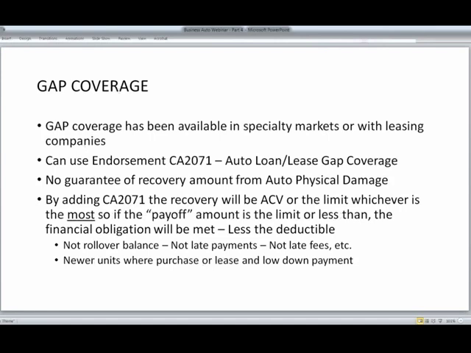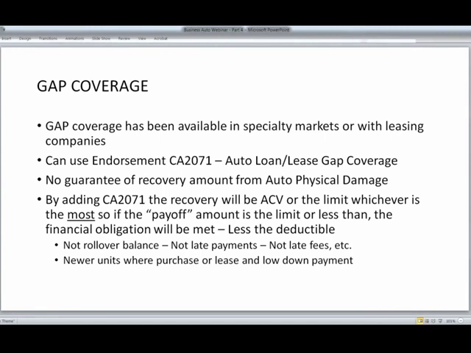There are some things we don't pay for. We don't pay for rollover balances. We don't pay for late payments. We don't pay for late fees and those kinds of things. So this coverage is more appropriate for newer units, high value, particularly when the insured can buy the unit with low down or lease it with low down payments. Very good coverage for newer units. I have a problem with some of the older units. I don't think it's quite as appropriate there. The insured doesn't understand that they might not get all the note paid off because on older units there could be rollover balances and late charges and those things, but clearly an advantage for new units.